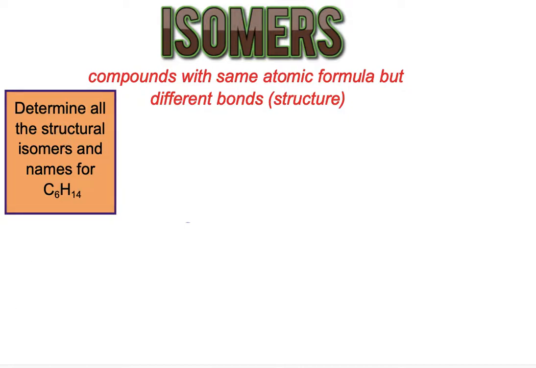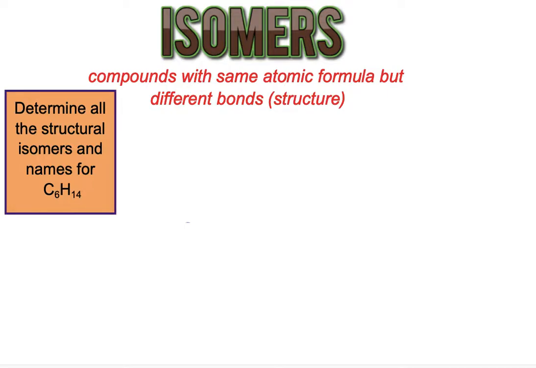It says determine all the structural isomers and names for C6H14. First, you need to understand what you're dealing with. So when you have C6H14, do you have an alkane, an alkene, or an alkyne? You look at your carbons and you have 6, and you double those carbons, which would be 12, and in this case, you've added 2. When you double it and add 2, that means that it is a saturated hydrocarbon, meaning all single bonds.